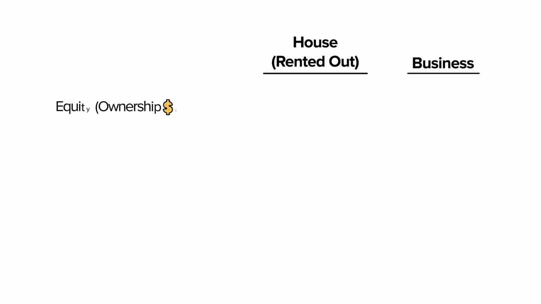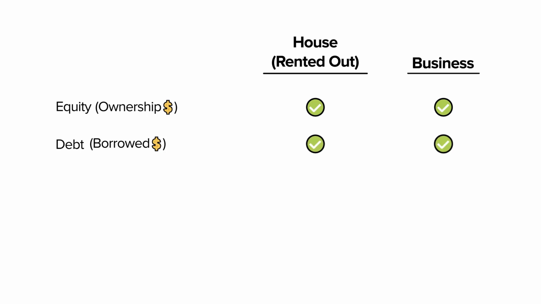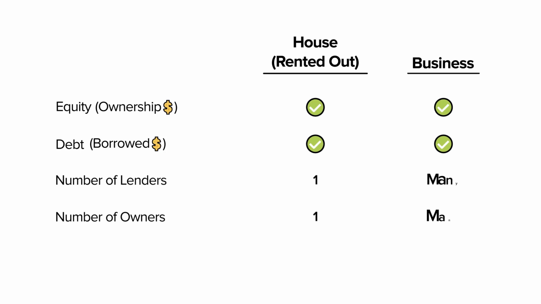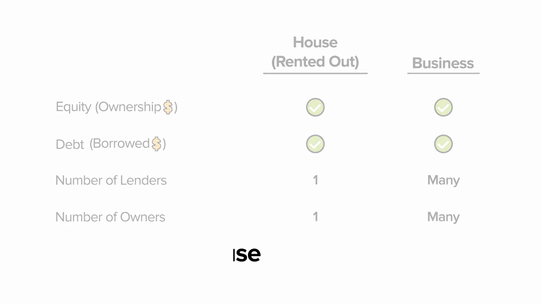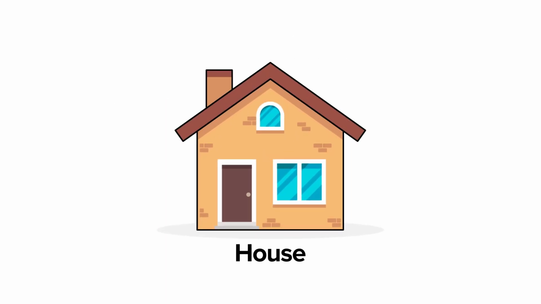Let's start by first defining equity and debt. Equity reflects an investor or buyer's ownership in a house or business, and debt is when an investor or buyer can borrow from a lender to help fund the purchase of a house or business. The key difference between funding the purchase of a house versus a business is the number of lenders and investors involved.